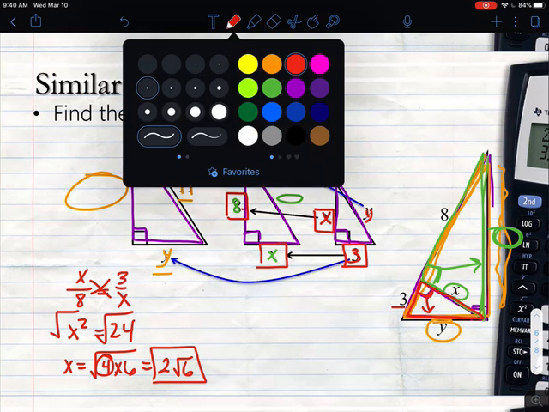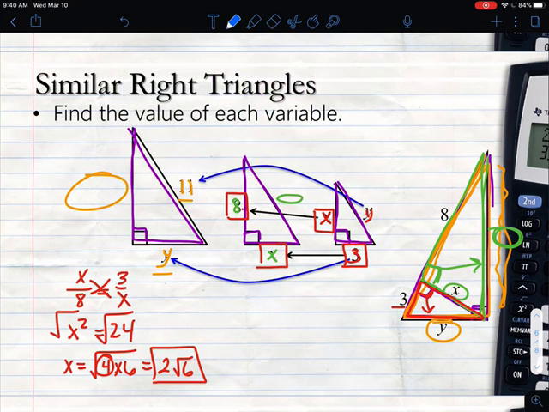When I go to look for y, y here can match up with the 11 over here, from the small triangle hypotenuse to the big triangle hypotenuse. I can match those up, so y over 11. And then if I'm going to go from small to big still, I can match the 3 up this time with the y, short leg with short leg. And so then it's going the same direction. I got 3 over y.